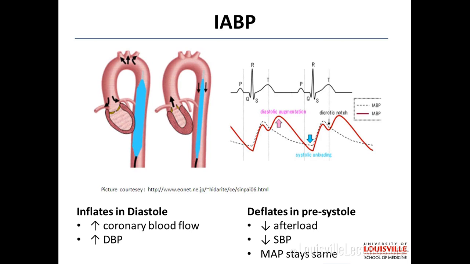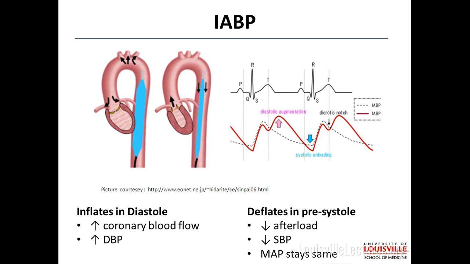So here's my normal blood pressure, right? Here's my dicrotic notch, systole, diastole. My diastolic blood pressure will raise at the beginning of diastole and will actually lower at the end of diastole because you get a vacuum effect. So it raises diastolic blood pressure. Keep that in mind for a second.